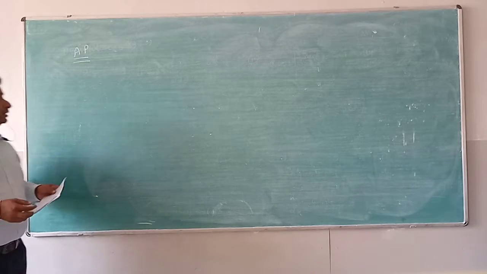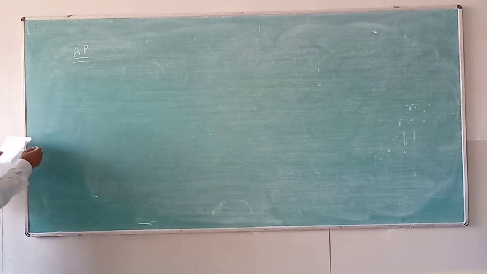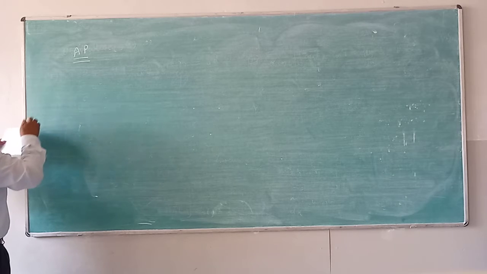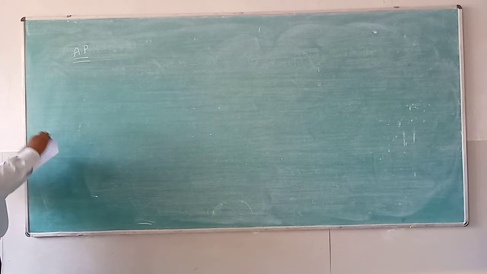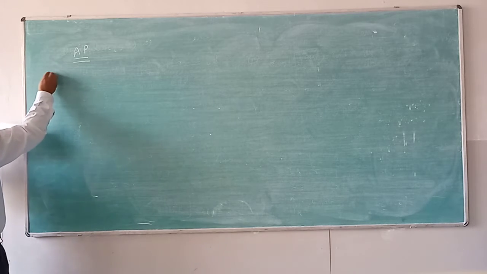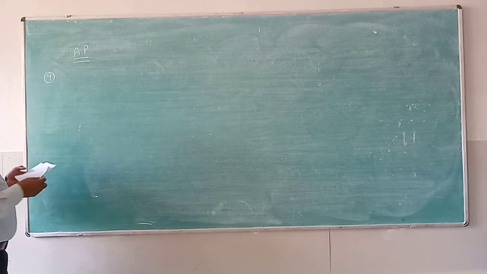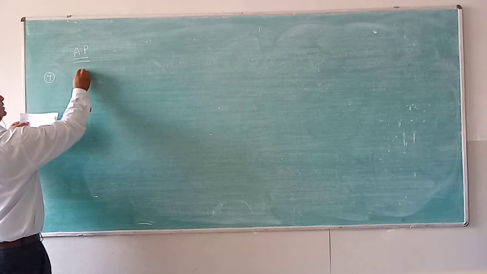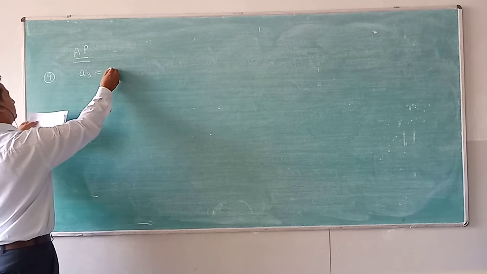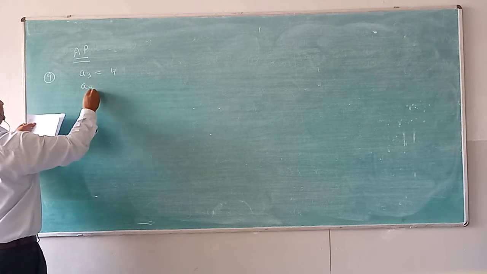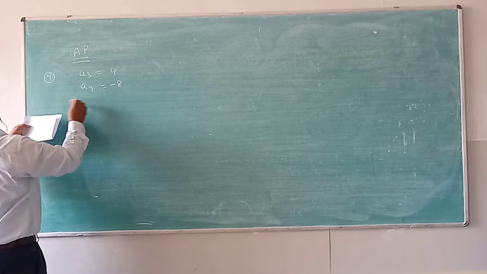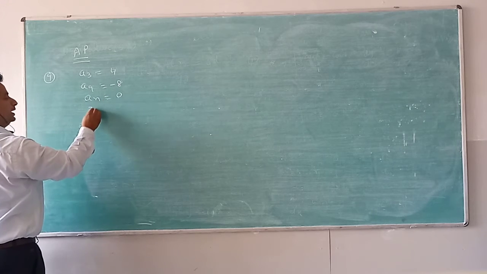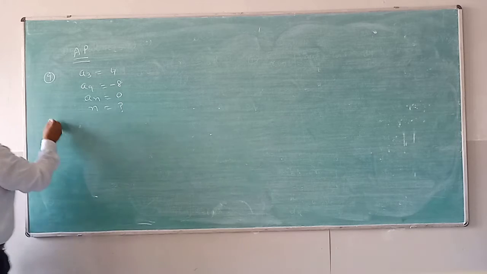Good morning, students. Today we will discuss the remaining questions of chapter number 5, that is AP. In this, question number 9 is: if the third and ninth terms of an AP are 4 and minus 8, which term of the AP is 0? This means an is 0 and we are required to find n.